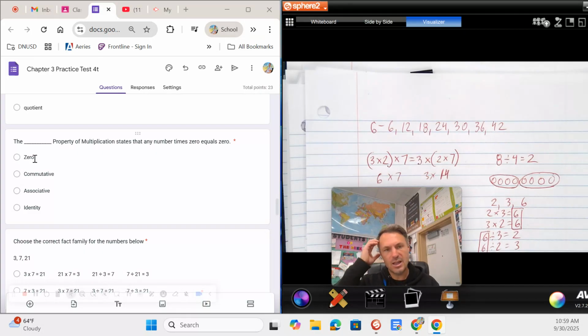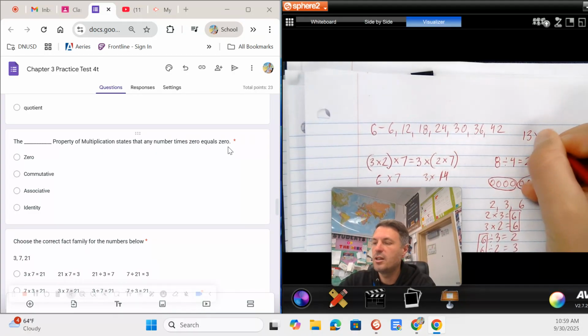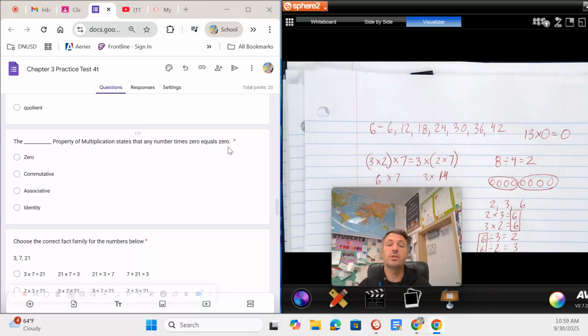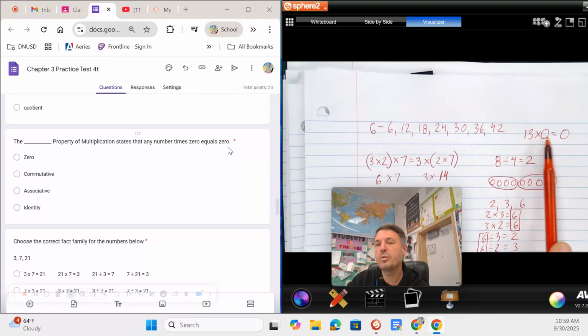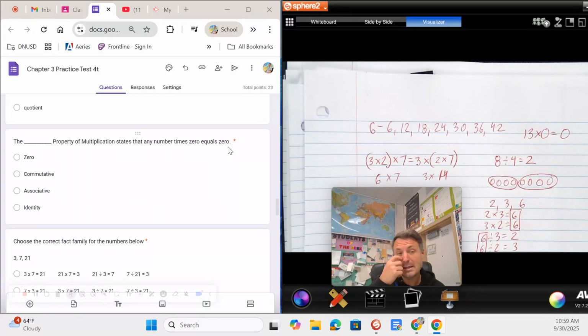And then the blank property of multiplication states that any number times 0 equals 0. So an example of that, 13 times 0 equals 0. Anything times 0 equals 0 because 13 times 0 means 13 0 times. Well, if you have 13 cupcakes 0 times, that's the same thing as saying that you have 0 cupcakes. And that's called the 0 property of multiplication.